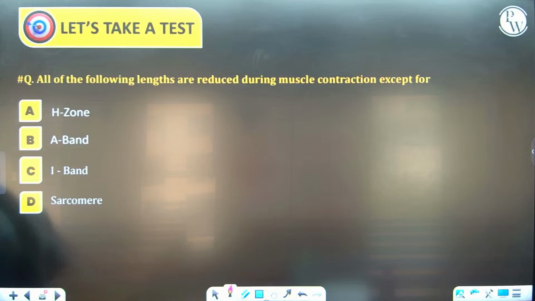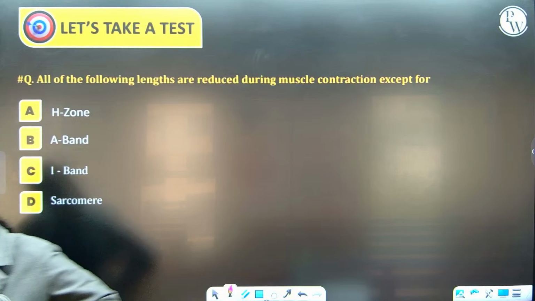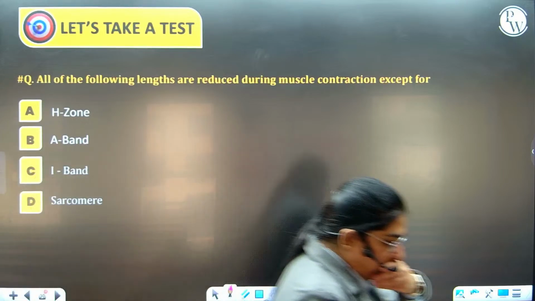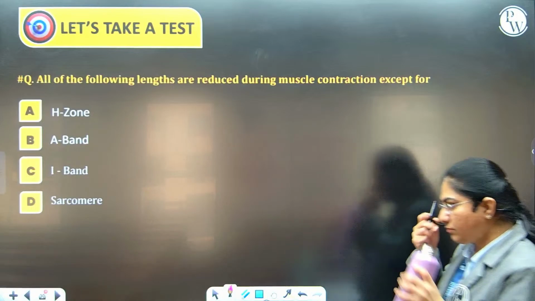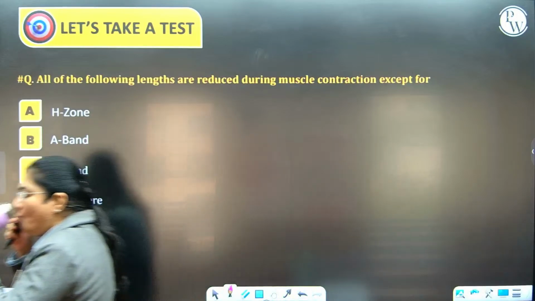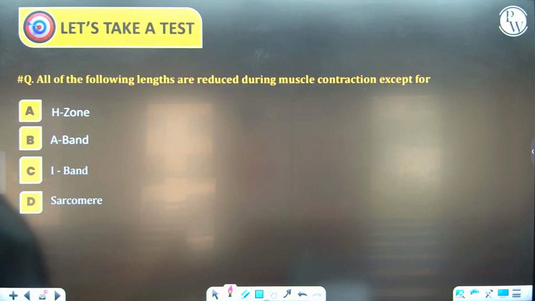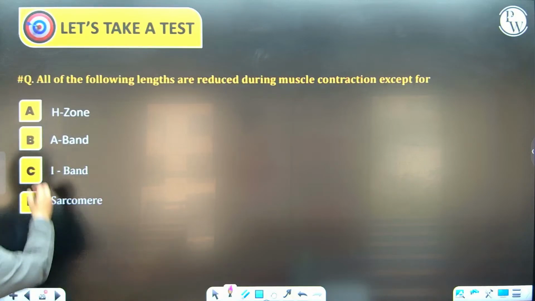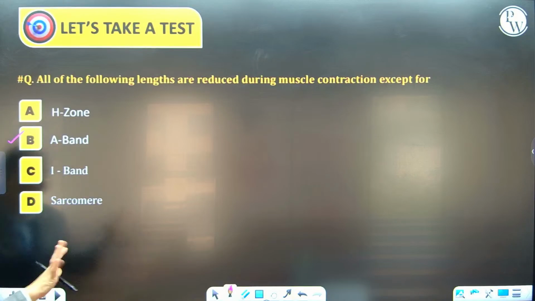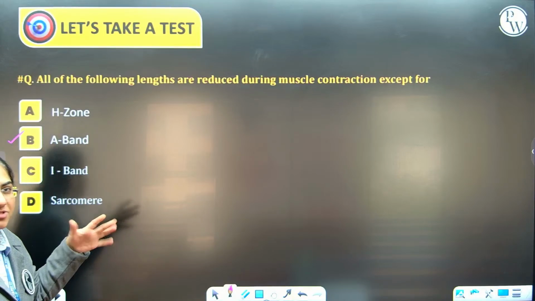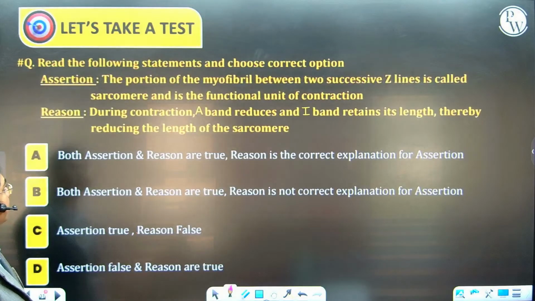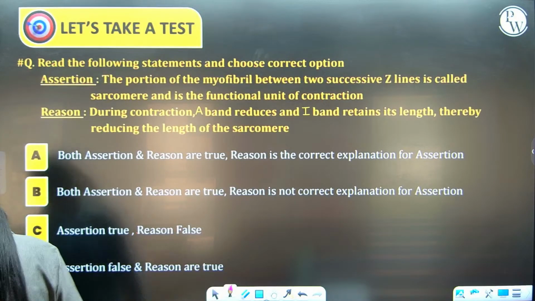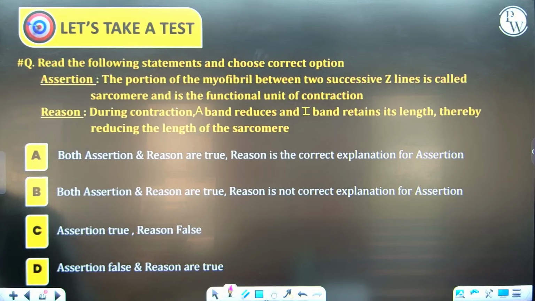Taksh, Ubaid, Mr. Gada. Yes, Khushi, very good. Mrunal, yes. The answer is A band. I just told you everything reduces, A band retains its length. It just does not have any change in it. Yes, Abhay, very good. Taksh, very good. Mandar, very good. Khushi, very good.